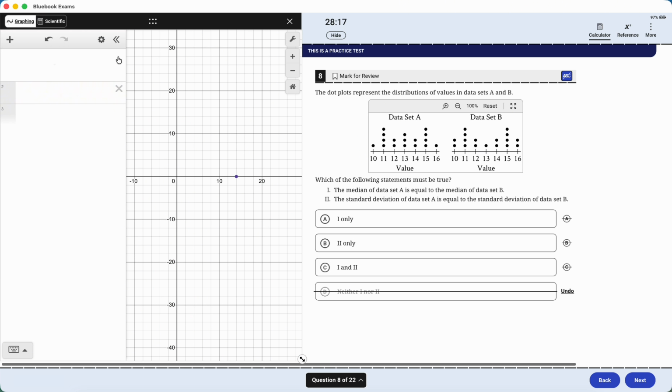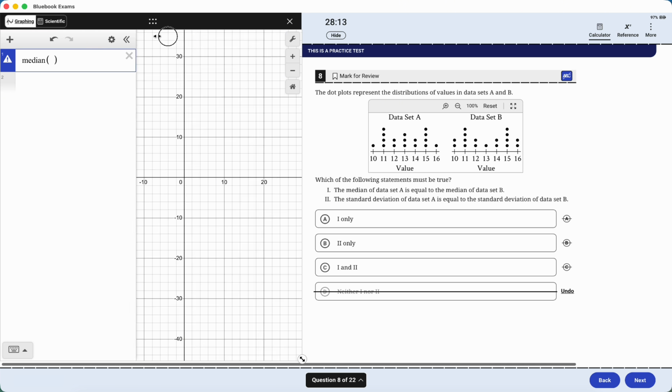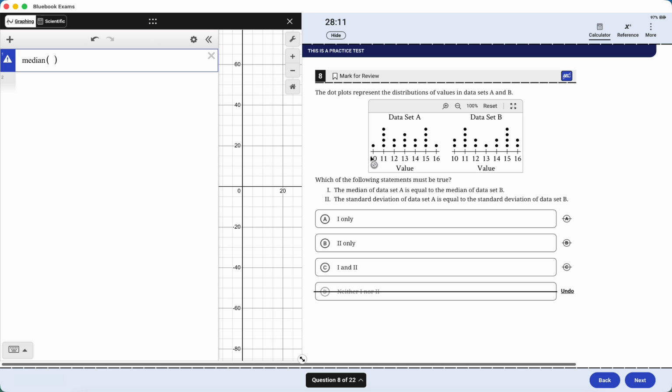Here's how you could do it otherwise, right? So you just understand dot plots better, right? You can also just type in the word median and type in all your numbers, right? So for data set A, you see I type in 10 once, I type in 11 4 times, right? I type in 12 twice, 13 3 times, 14 twice, 15 4 times, right? And then 16 once, right? And you see median's 13 like I told you.